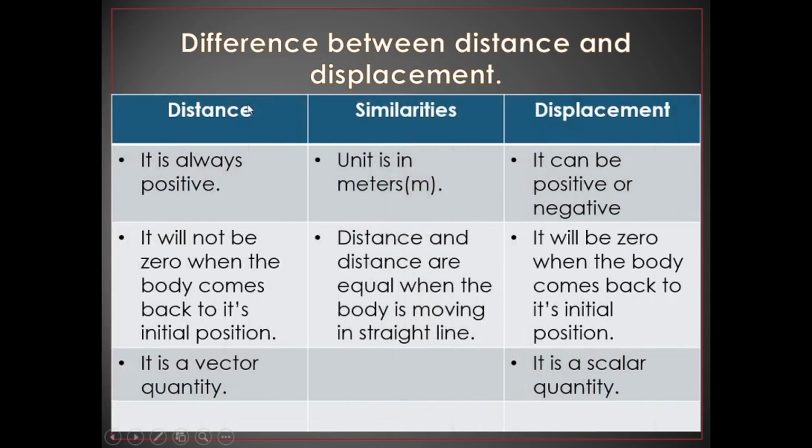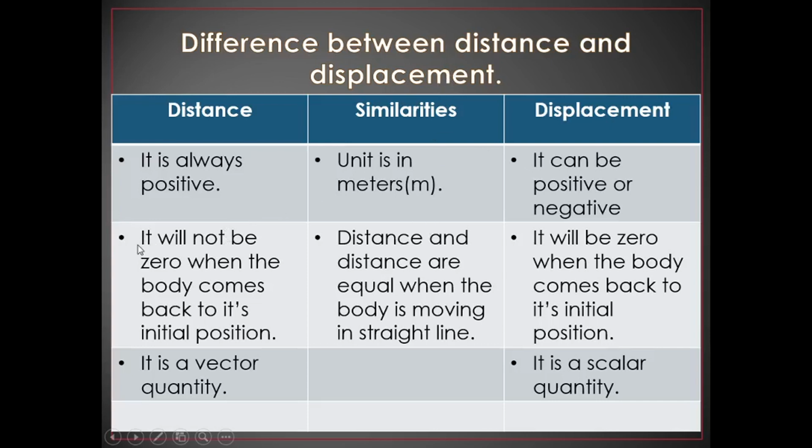The difference between distance and displacement is here, and this is the similarity. Distance is always positive, displacement can be positive or negative. Negative displacement is also there. The similarity is that the unit of both of them is meter. We can say we covered 1 meter, and distance can be a straight line. It can be a curve also, and displacement is always straight, one dimensional only.